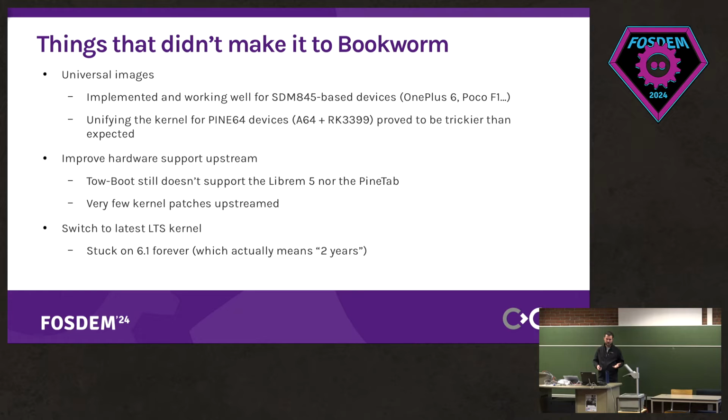So we couldn't make universal images, obviously. We didn't find the time also to improve the hardware support of upstream. We still carry a lot of patches. I mean, across for all the devices I mentioned, it must be a total of 800 to 1,000 downstream patches in the kernels only. So that's quite a significant amount.